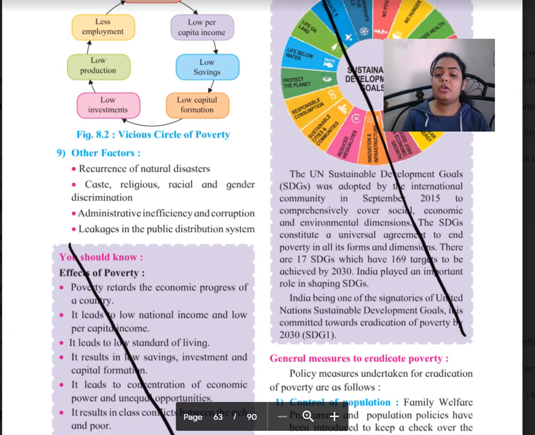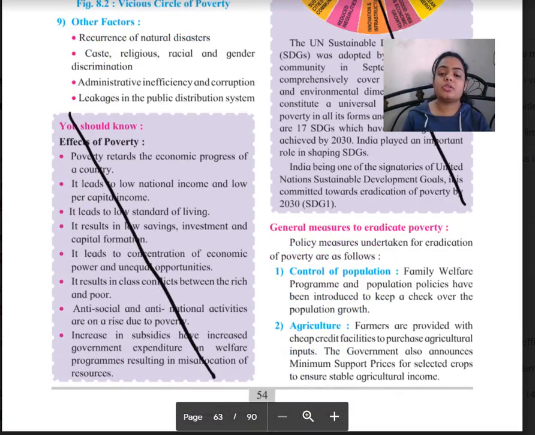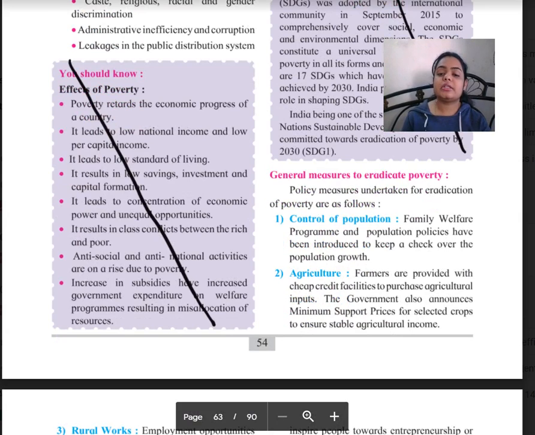So there is a lot of distribution system. Means what? That there are a lot of middle people who are dealing with the products, and hence the farmer gets the lowest, and the customer has to pay a higher price for the products. So this was about the causes of poverty. Now let's study about the general measures to eradicate poverty. Now, what are the measures to eradicate poverty? Policy measures undertaken for eradication of poverty are as follows.